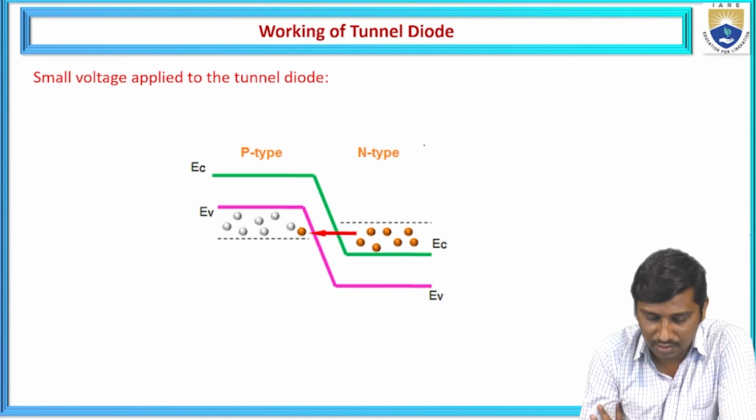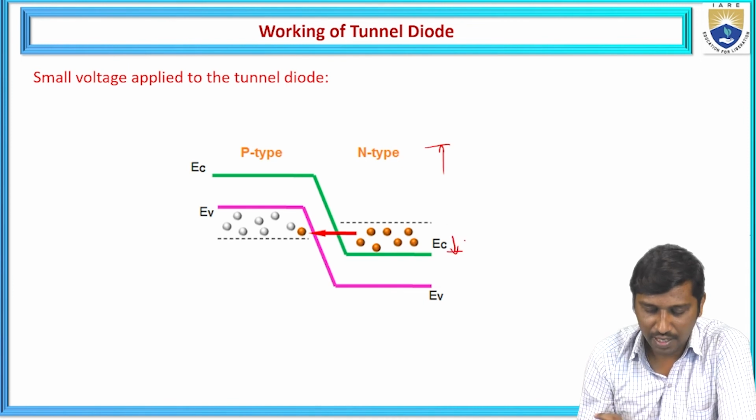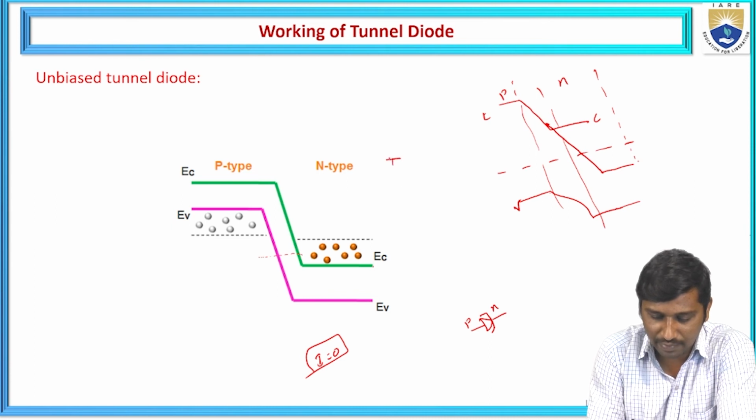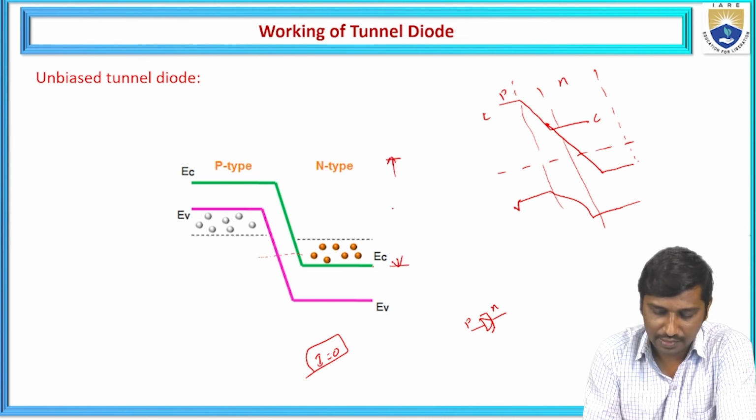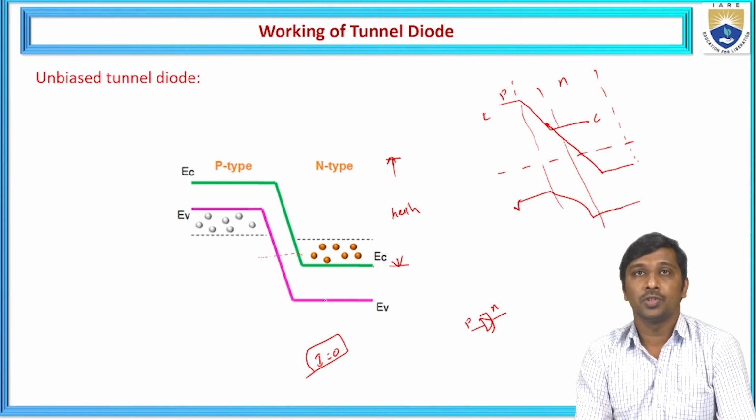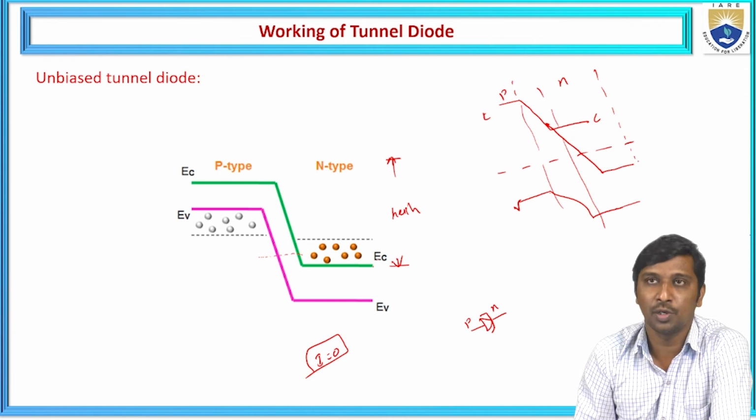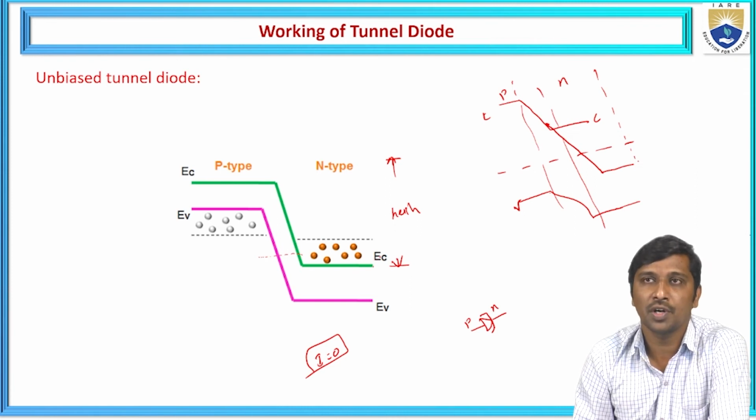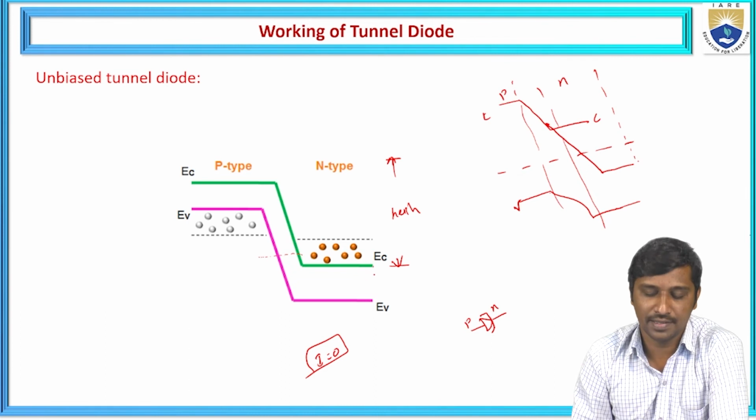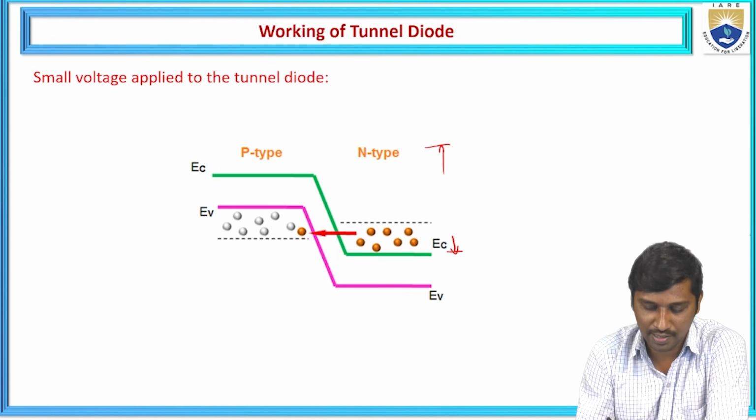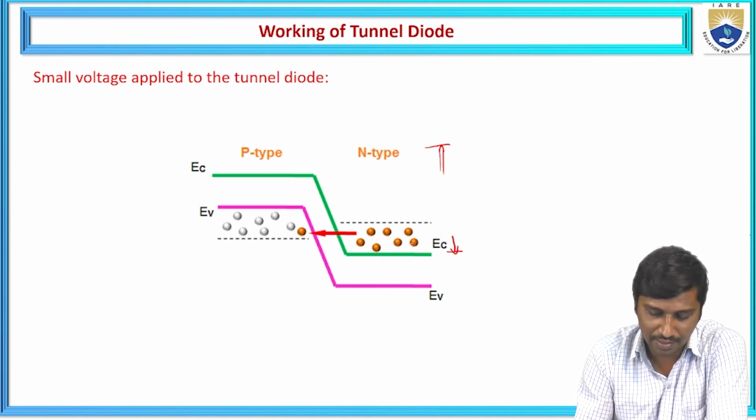So let us consider this is the potential barrier, and previously this was the height of the potential barrier, and this is the height now. For this unbiased diode, we are going to apply a small forward voltage. When we apply a small forward voltage to a PN junction diode or a tunnel diode, it decreases the depletion width. Hence, the potential barrier height reduces.